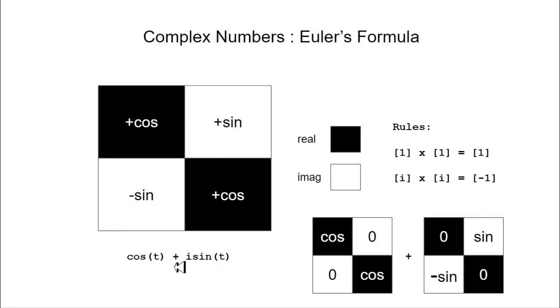Okay, cos theta plus i sine theta. This is the algebraic expression of the 2 by 2 matrix. And this matrix is primarily used for generating rotations. It's a transformation. It is a rotation matrix.